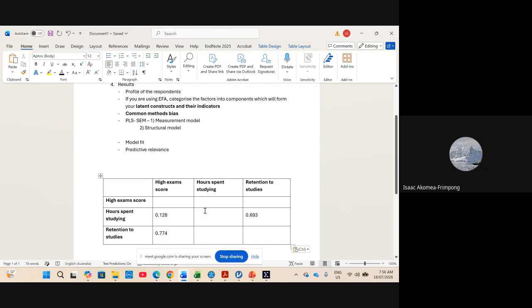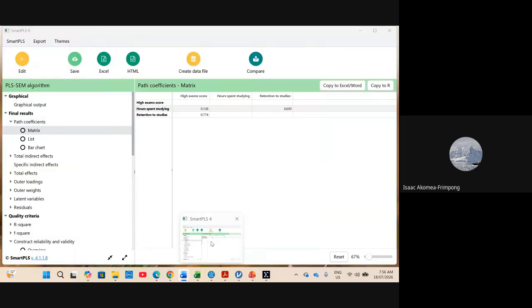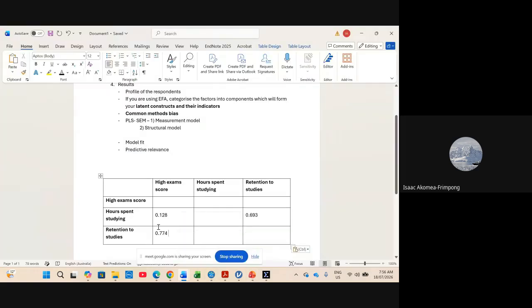But the Smart PLS is very good. You don't have to look at the results one after the other and go and type, go and type. No, just copy and come and paste. And then once you paste it, you can make some changes here and report it as your results. Any other thing that you have to look up to?